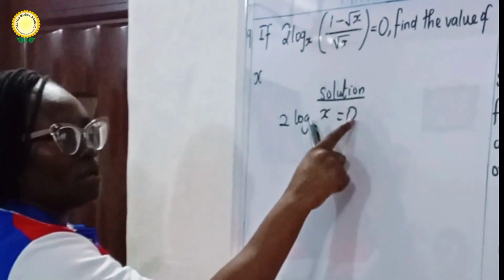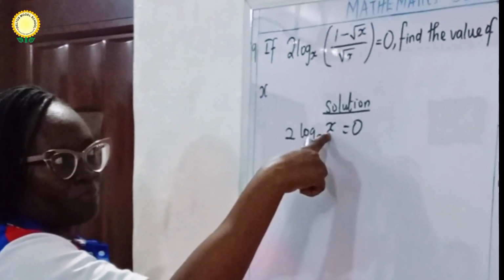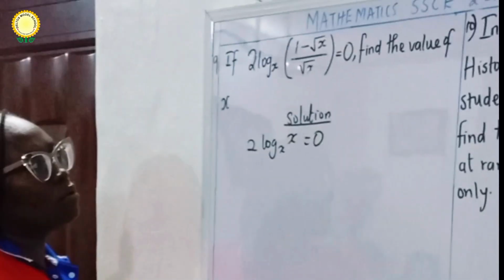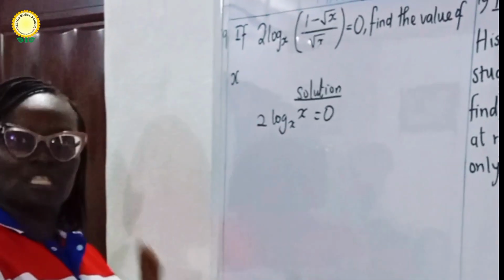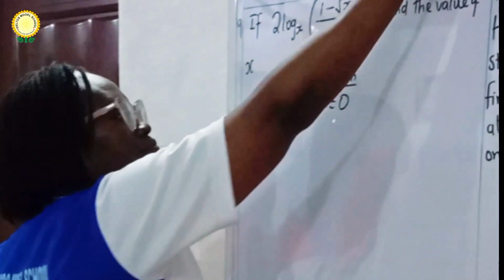That will be x raised to the power 0 equals whatever is here. x raised to the power 0 equals this. So remember, I'm going to replace it now. After you have done that, you have simplified your equation, you can now solve.